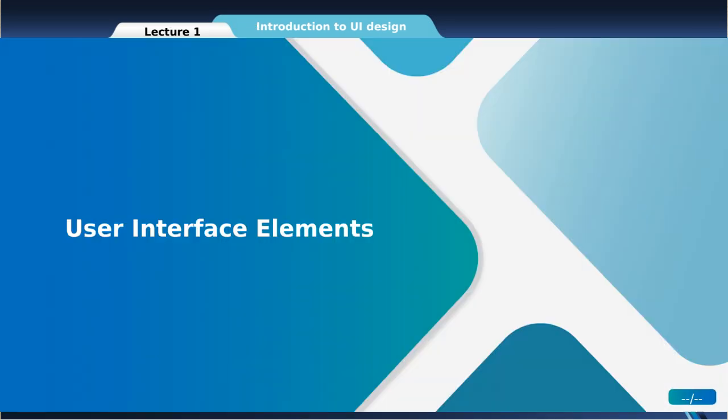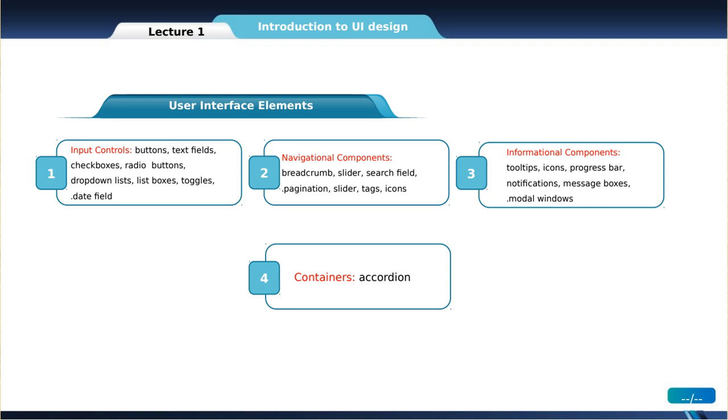Now, let's move to the next slide, which is talking about the UI elements. First, input controls such as a button, text field, checkbox, etc. The second, navigational components such as a navigation path, scroll bar, search field. The third, informational components, for example, tooltips, icons, notifications. The last one is a container.